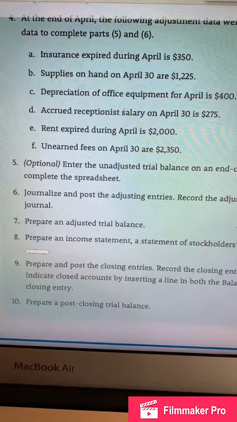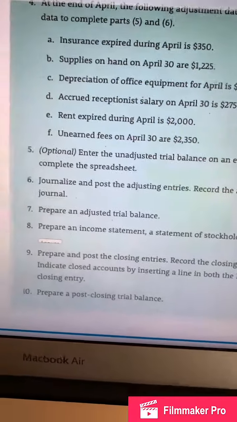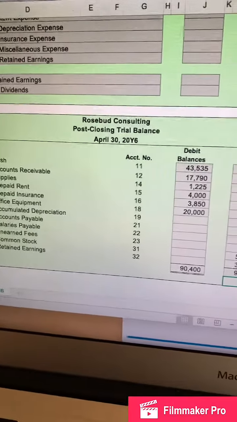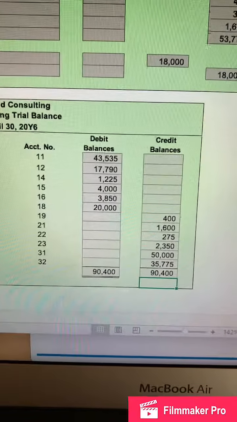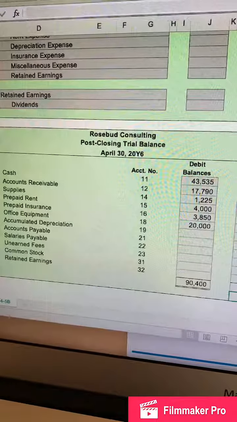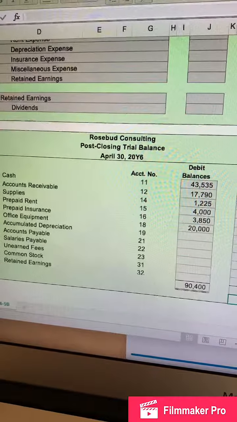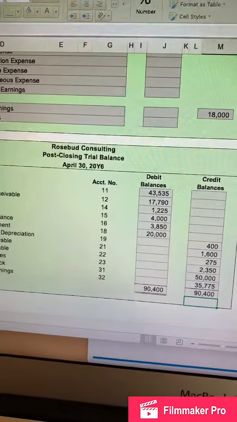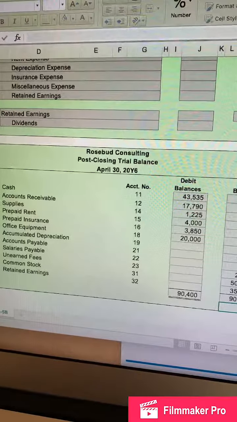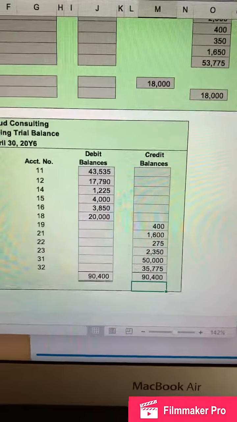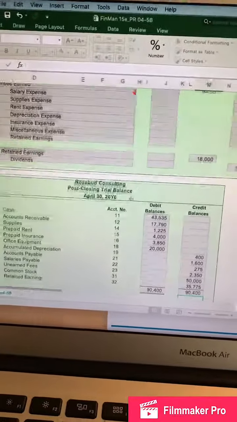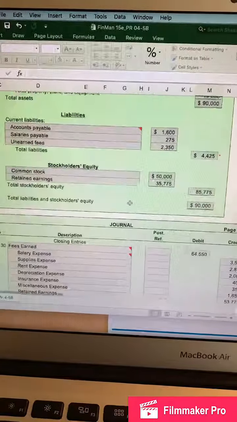And the last requirement says prepare a post-closing trial balance. So I prepared that post-closing trial balance. All of these totals for cash, accounts receivable, supplies, prepaid rent, prepaid insurance, office equipment, and accumulated depreciation, accounts payable, salaries payable, unearned fees, common stock, retained earnings, and then those are the totals right there. So it's quite an extensive homework assignment, but that goes through the entire process.